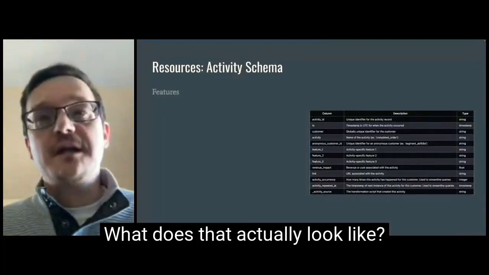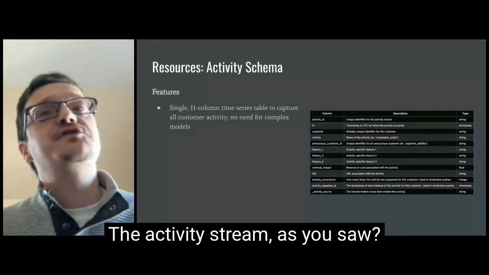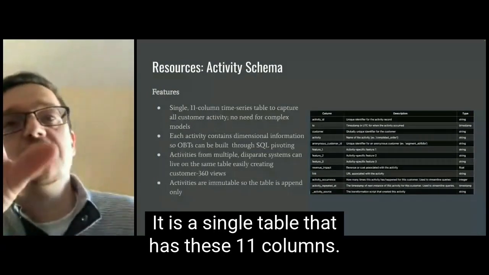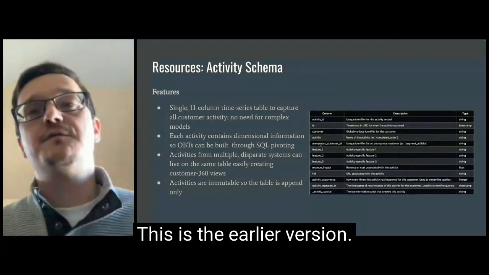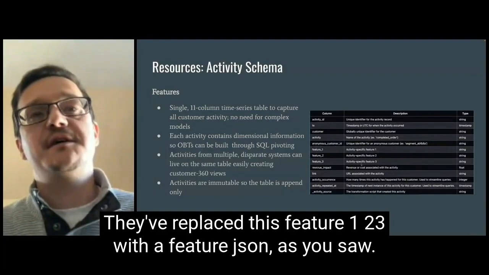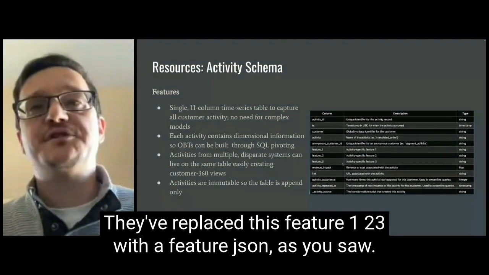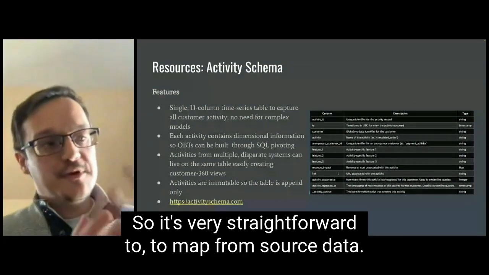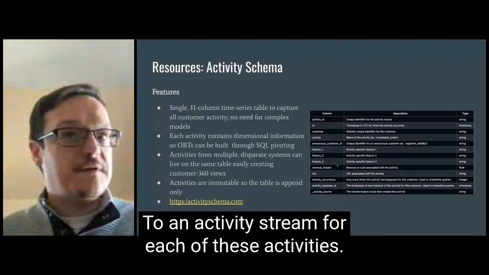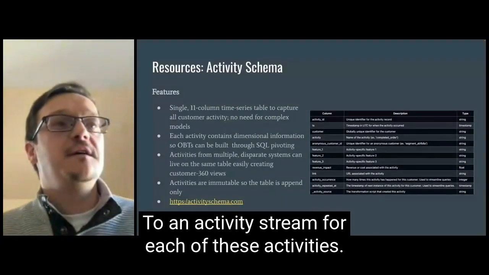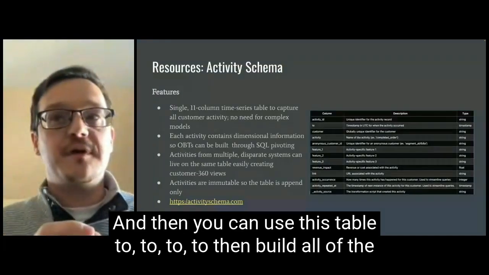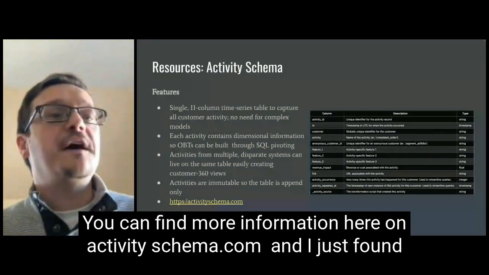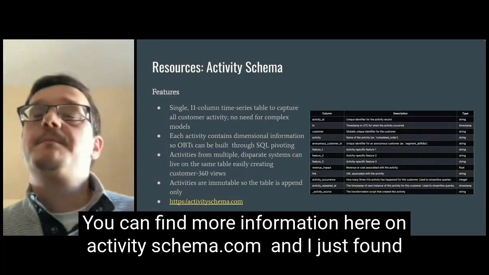What does that actually look like? The activity stream, as you saw, is a single table that has these 11 columns. This is the earlier version. They replaced this feature 123 with a feature JSON, as you saw. So it's very straightforward to map from source data to an activity stream for each of these activities. And then you can use this table to build all of the tables that you saw me do, right? You can find some more information here on activityschema.com.